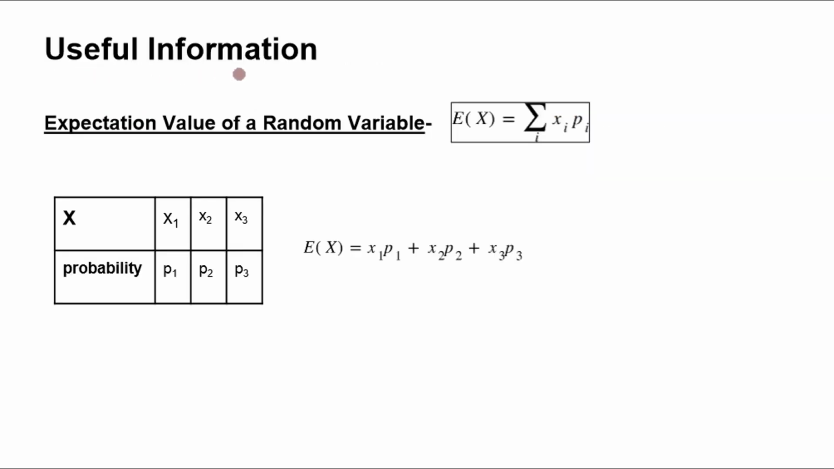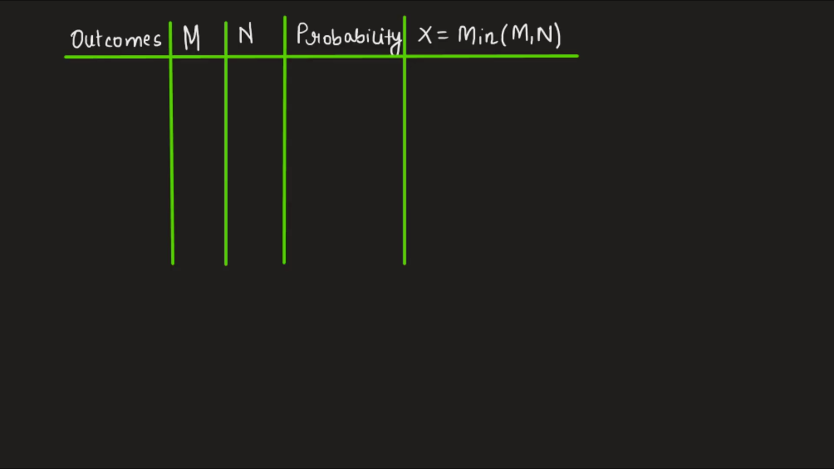Some useful information in order to solve this question. The expectation value of a discrete random variable X is the product of the ith real value of the random variable times its probability, summed over all such i's. Let the random variable X take values x1, x2 and x3 with probabilities p1, p2 and p3. Then its expectation value is x1 times p1 plus x2 times p2 plus x3 times p3.